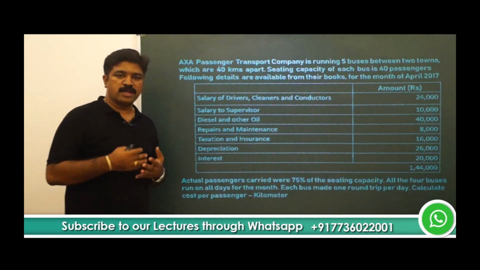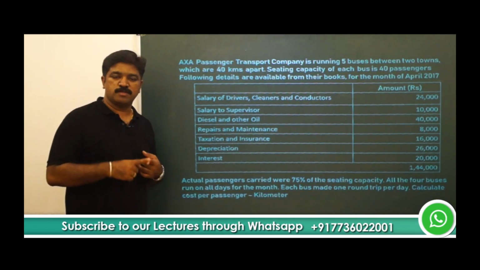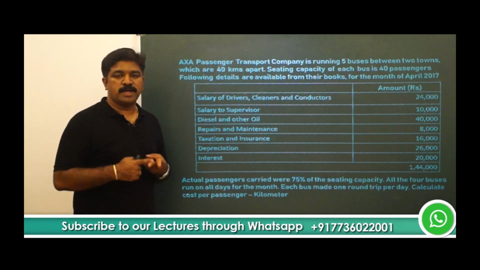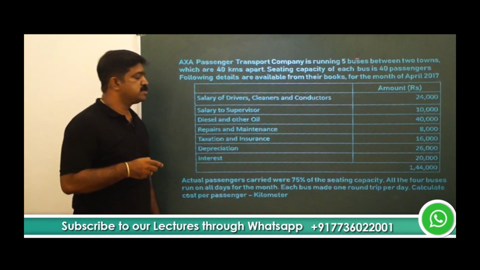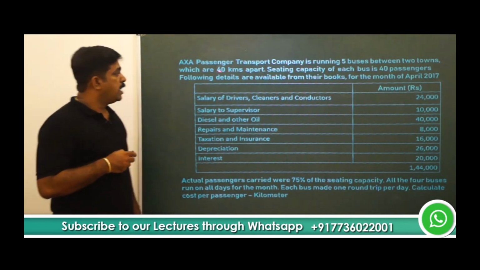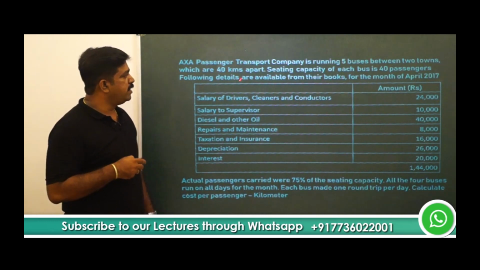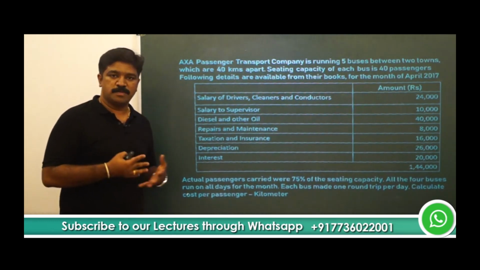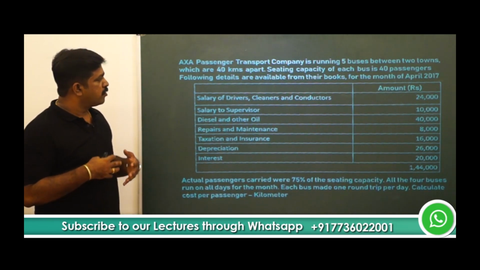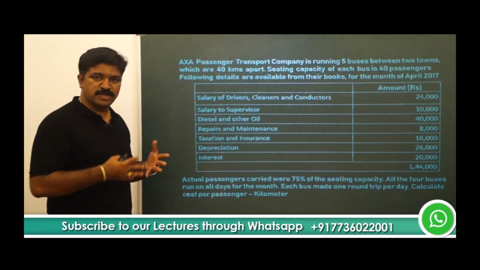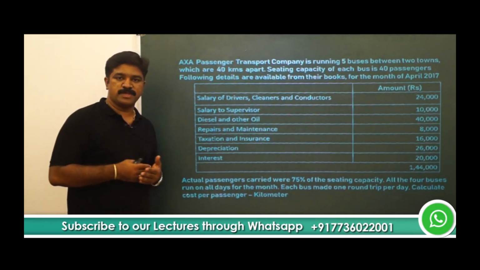If you want to calculate cost per passenger kilometer, you should know what is the total cost. Number 1, you should know what is the passenger kilometer. And how we can find that? See, 5 buses are running and seating capacity is 40. So 5 into 40, 200 passengers. But whether 200 passengers were actually traveling, answer is no, because only 75% is the used capacity.